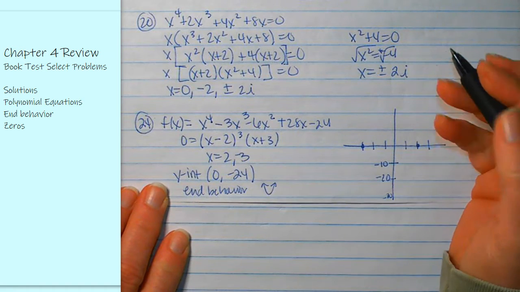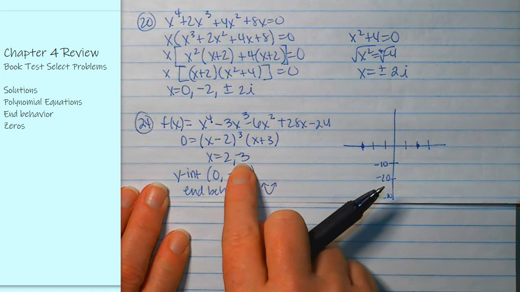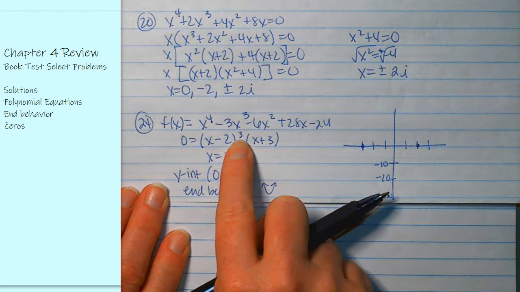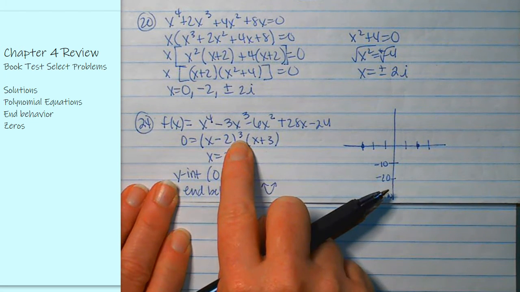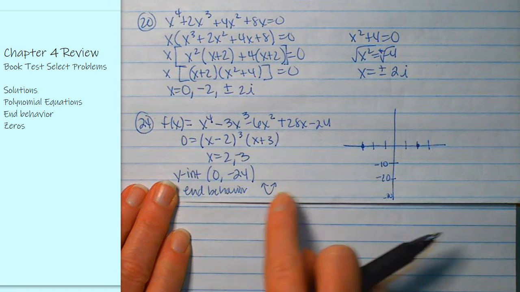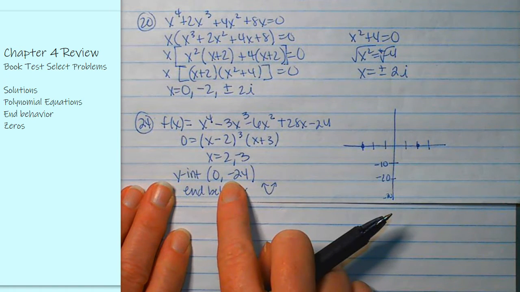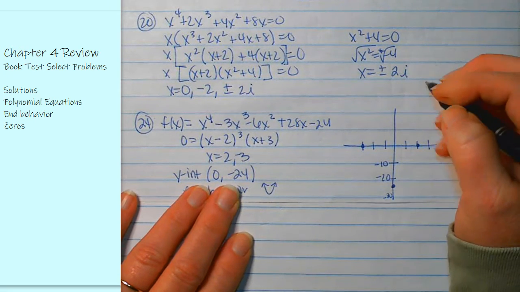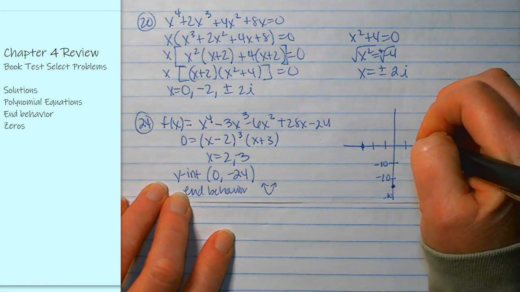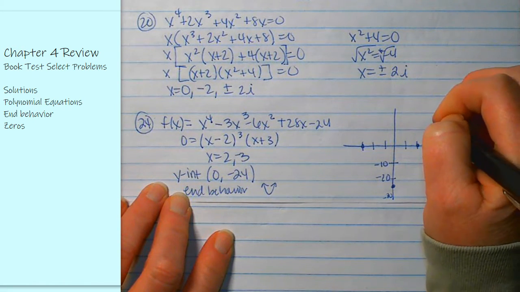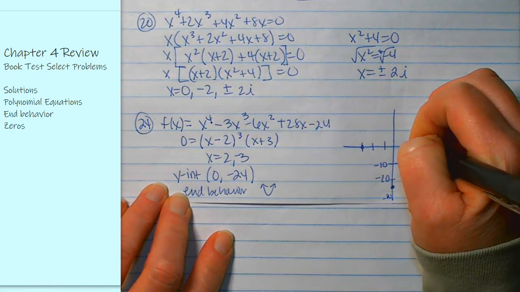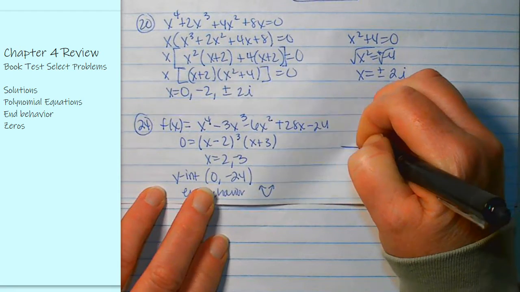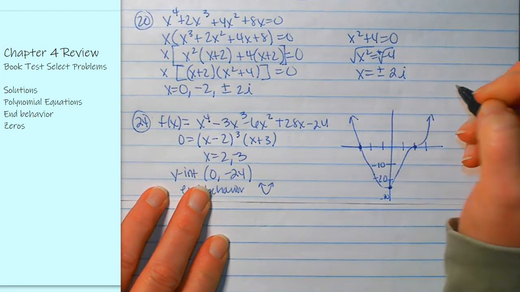So we do find that we have x equals 2 and negative 3 once it factors like this. And at 2, it has a multiplicity of 3, so it's going to be kind of flat there. The end behavior, because it's x to the 4th, is going to be up on the ends. And I found the y-intercept of (0, negative 24), which is about here. So at positive 2, it's going to kind of go flat. It's going to go down at least this far and then come up here at 3.